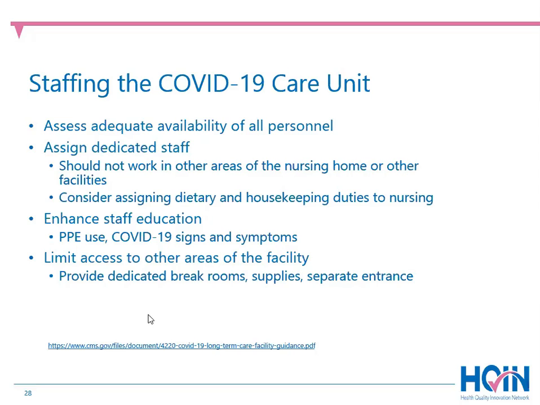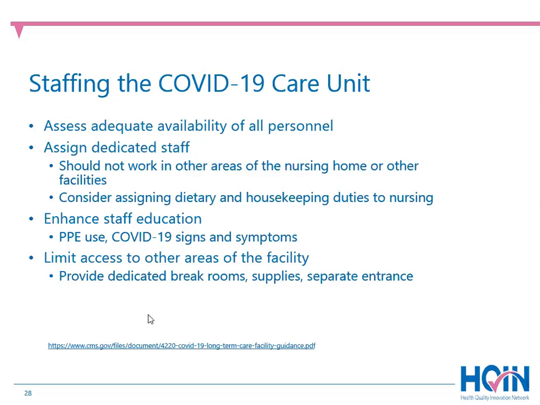Assess your on-site and remote staffing capabilities to assure that you have adequate clinical and non-clinical staff with the required training skills and competencies in place for staffing the COVID care unit. These assigned and cohorted staff should not work across other units, floors, or facilities. If your facility does not have enough ancillary staff to dedicate to the COVID care unit, nursing staff may need to perform housekeeping and/or dietary tasks, so they'll need extra education in these areas.